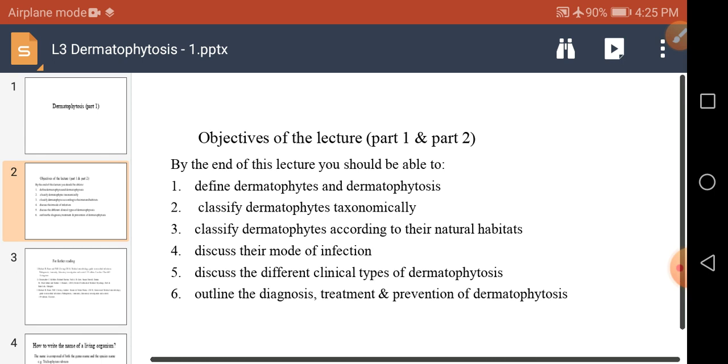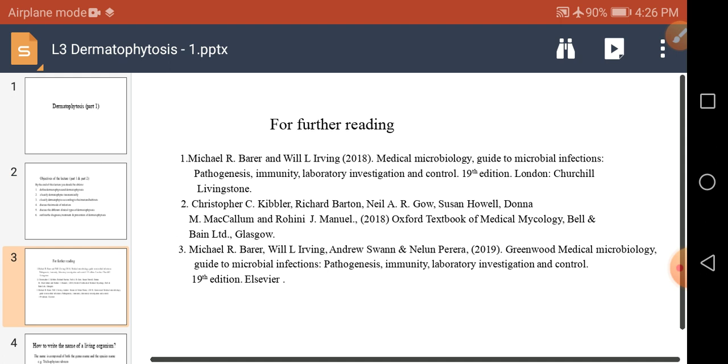The objectives of the lecture: by the end of this lecture, you should be able to, number 1, define dermatophytes and dermatophytosis. Number 2, classify dermatophytes taxonomically. Number 3, classify dermatophytes according to their natural habitats. Number 4, discuss their mode of infection. Number 5, discuss the different clinical types of dermatophytosis. Number 6, outline the diagnosis, treatment, and prevention of dermatophytosis. Here there are some references for further reading.